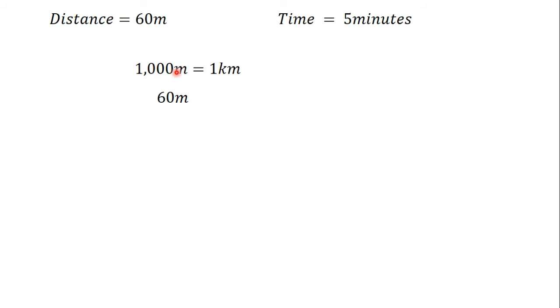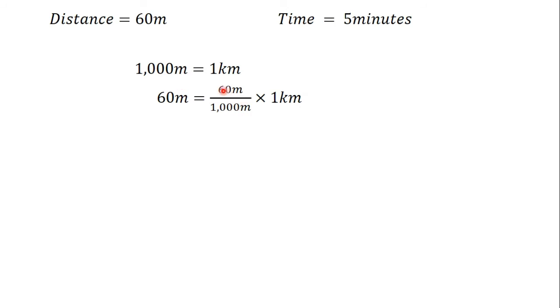So if 1000 meters will give us 1 kilometer, then 60 meters, will it give us less than 1 kilometer or more than 1 kilometer? 1000 meters is giving us 1 kilometer. 60 meters will give us less. If less, more divide. So here 1000, which is more, will divide.